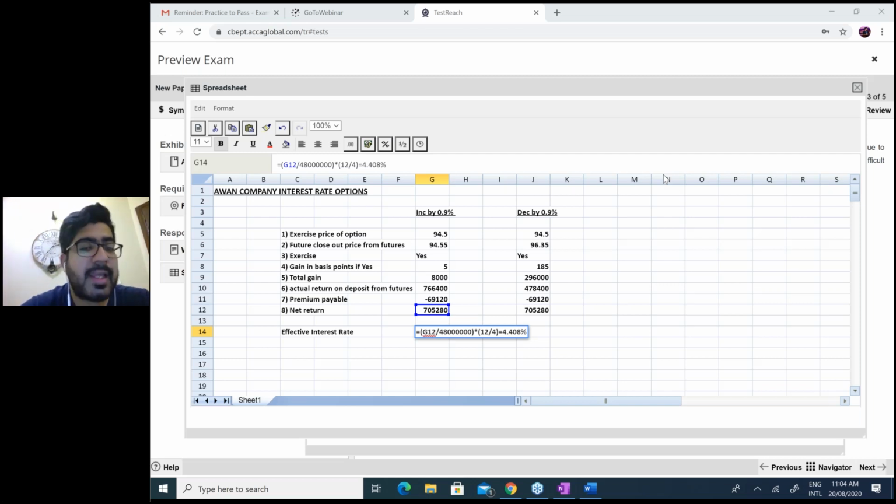Premium can be added as well as deducted. You can't rote learn. Premium has to be paid. So if it's return, it reduces the return. Premium reduces the return, therefore deduct. However, if you have been given a question of cost on borrowing, then premium increases cost, therefore add it.